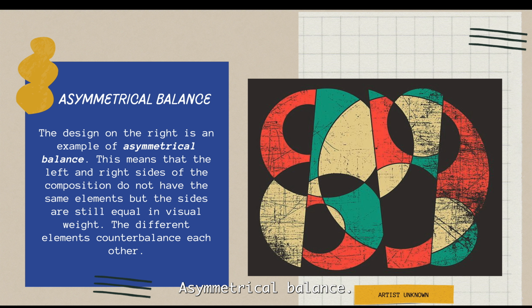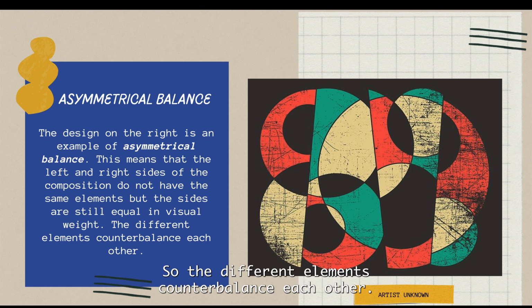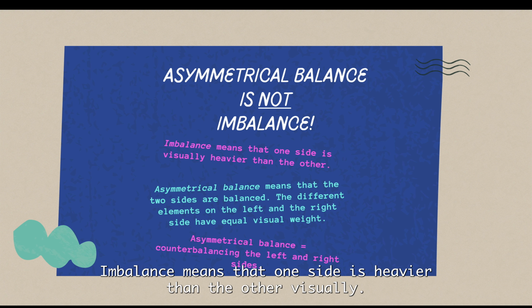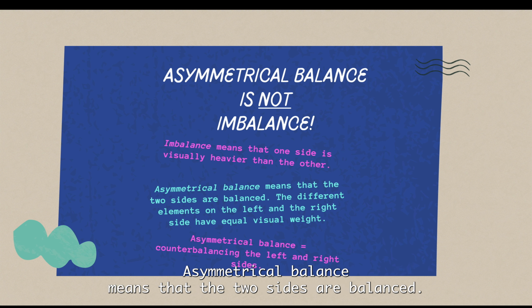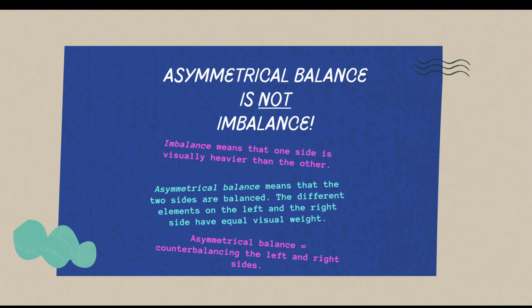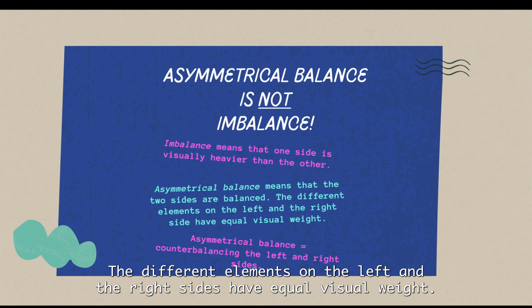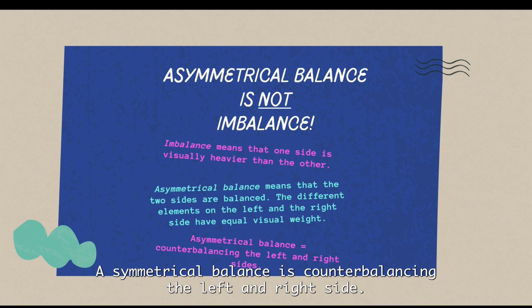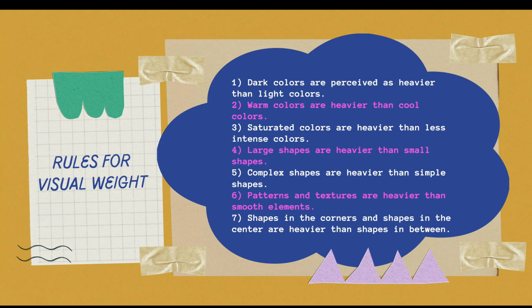Asymmetrical balance. It's balanced, but not the same on both sides, on the left and right side. So the different elements counterbalance each other. It's not imbalance. Imbalance means that one side is heavier than the other visually. Asymmetrical balance means that the two sides are balanced. The different elements on the left and the right sides have equal visual weight. They're counterbalancing each other. Asymmetrical balance is counterbalancing the left and right sides.